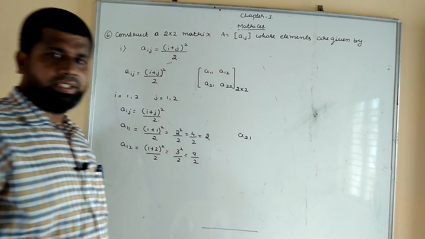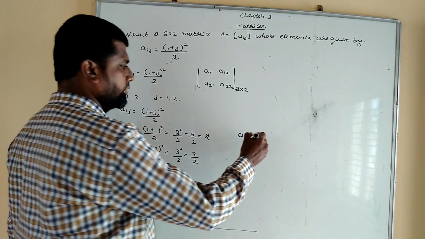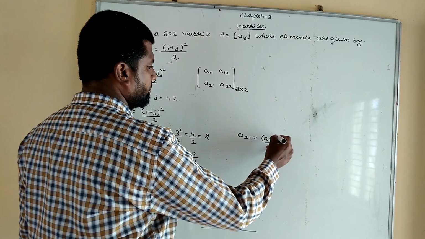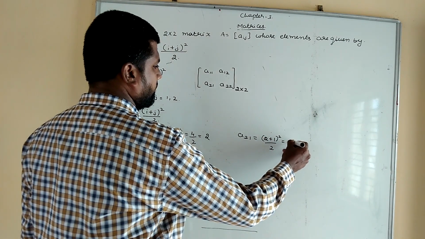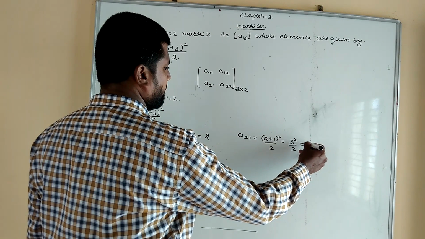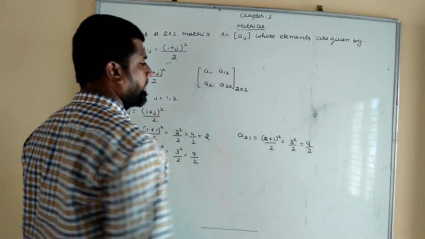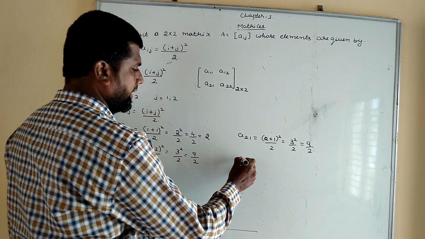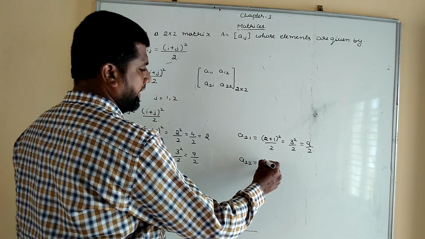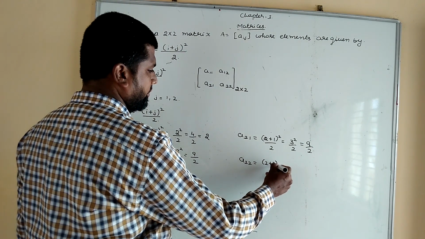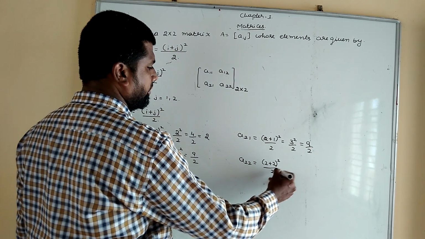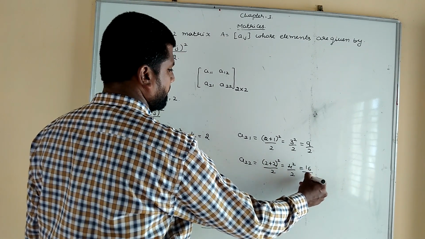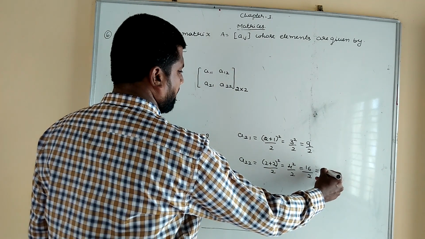So let us go for A21. A21 means i value is 2, j value is 1. (2 plus 1) whole square by 2, that is equal to 3 square by 2, that is equal to 9 by 2. And let us go for the next term, that is A22 element. A22 means i value is 2, j value is 2, (2 plus 2) whole square by 2, that is equal to 4 square by 2, that is equal to 16 by 2, that is equal to 8.